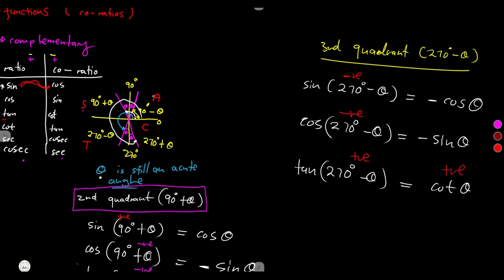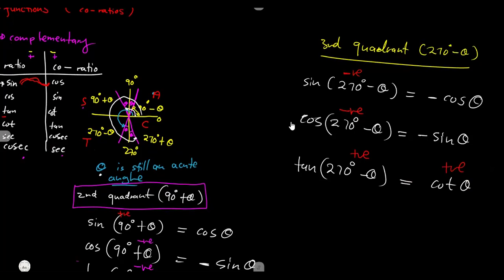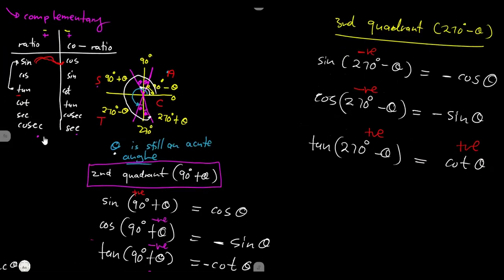So I want you to use this to find the others, cot, sec, and cosec, using the same principle that I said. 1 over sine, it's what? Cosec. 1 over this, sec. 1 over this, cot. So you can answer the rest. All right, let's move on to the fourth quadrant. I'm going to explain in terms of these angles only, then you do the rest.